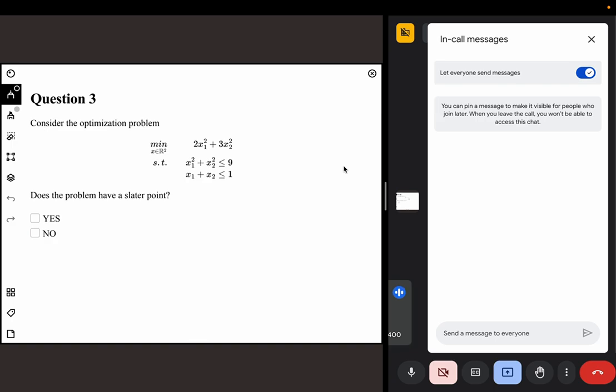Okay, I have some objective function with some constraints. So does this have a Slater point? I think I missed out the Slater point during the previous one.